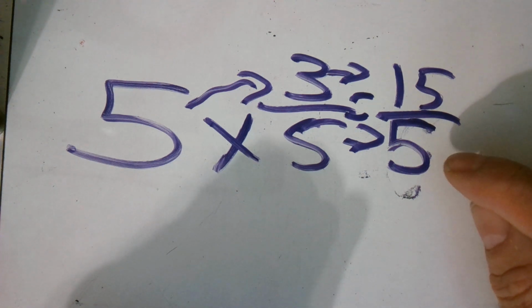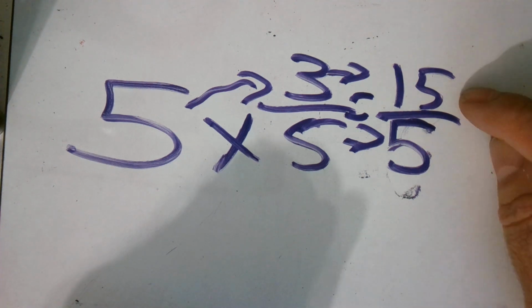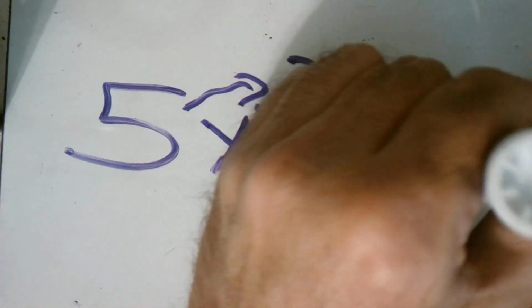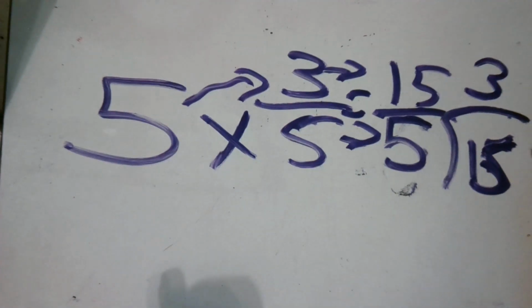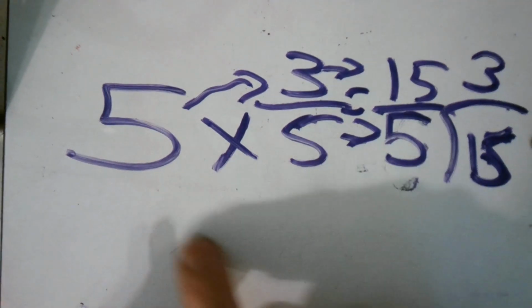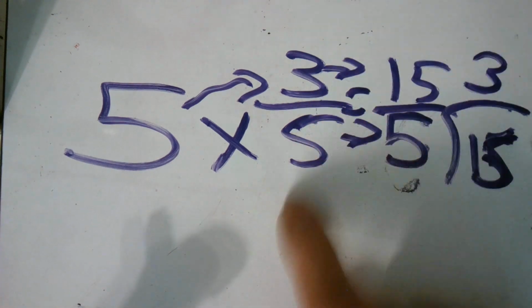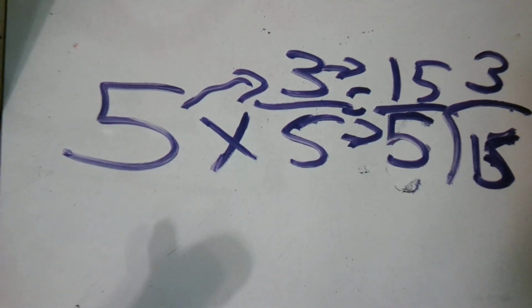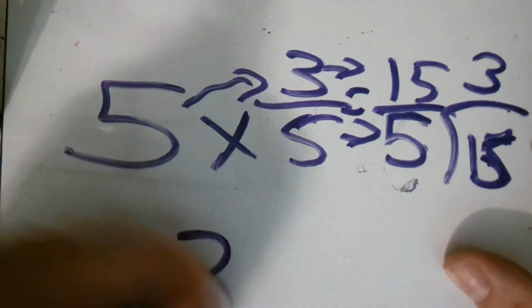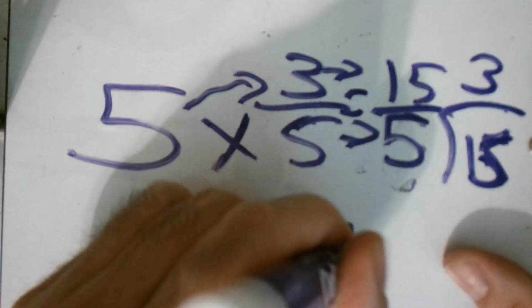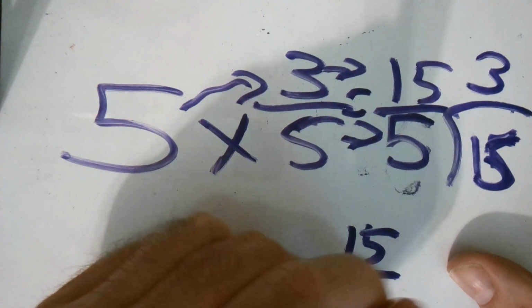So how many times does 5 go into 15? Three whole times. Focus. Okay. So 5 times 3 fifths is 3, or 15 over 5. So it would be 3, or 15 over 5.